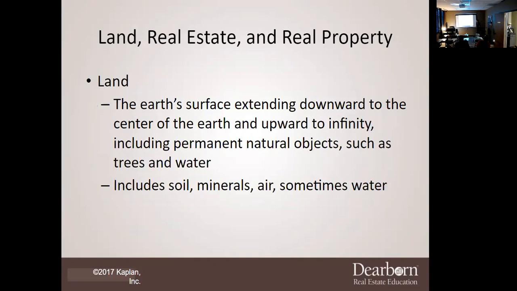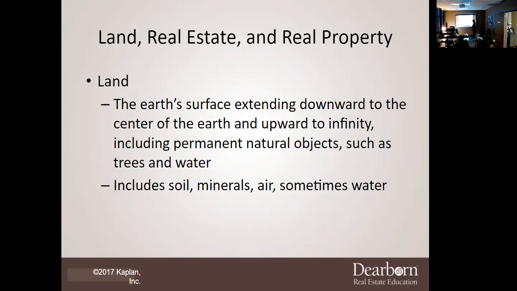One thing I want you to understand is that when people talk about land, this is relatively easy for most people to comprehend. People are able to comprehend what exactly land is, and they understand the reasoning behind it. Land is legally defined as the Earth's surface extending downward to the center of the Earth and upward to infinity. This also includes permanent natural objects, very key there, such as trees and water. We'll come back to that in just a moment in regards to natural objects.